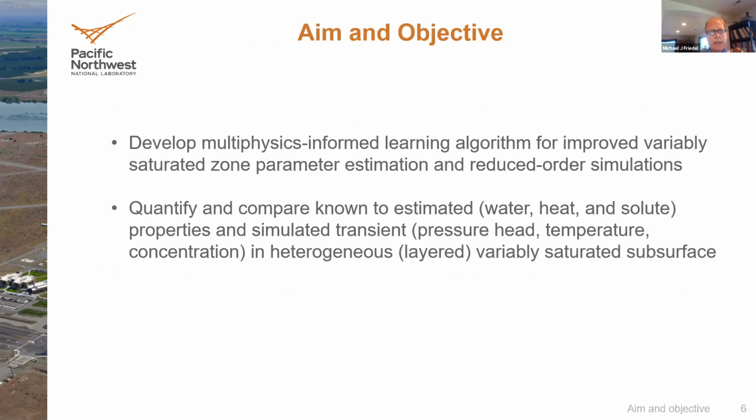So in this study, the aim is to develop a multiphysics-informed learning algorithm for improved variably saturated zone parameter estimation and rapid reduced order transient modeling. The objective is to quantify and compare known and estimated water, heat, and solute transport properties and simulated transient pressure head, temperature, and concentration in a heterogeneous or layered variably saturated subsurface zone.